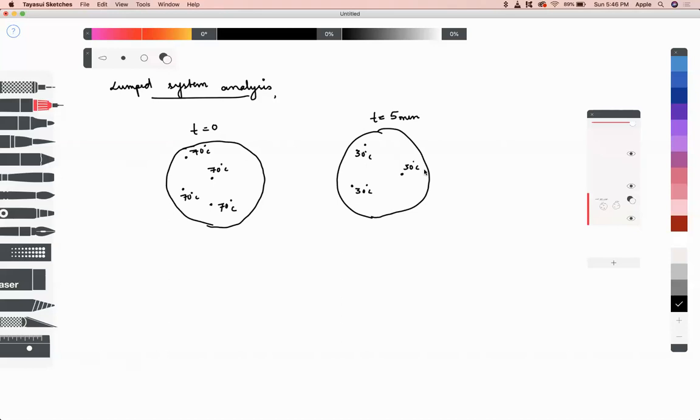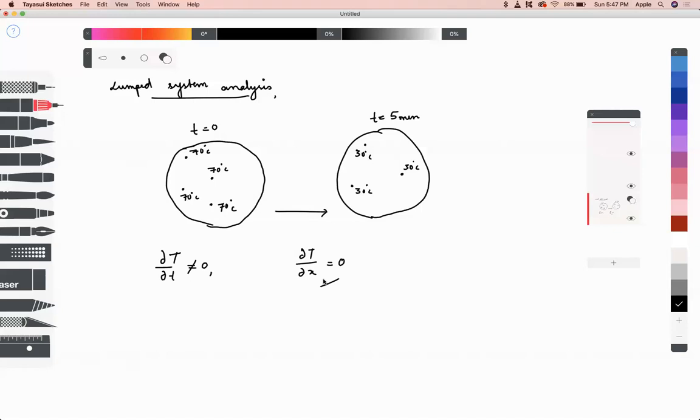So as you can see, as the time has passed, temperature has varied with respect to time. But temperature variation with respect to location is zero. That means no matter where you measure it, the temperature is the same. Yes, it varies with time. At t equals 1 second, there was a different temperature. At t equals 10 seconds, there was a different temperature. But at t equals 10 seconds, no matter where I measure, everywhere the temperature is the same. In those kinds of scenarios, we consider it to be a lump system analysis.